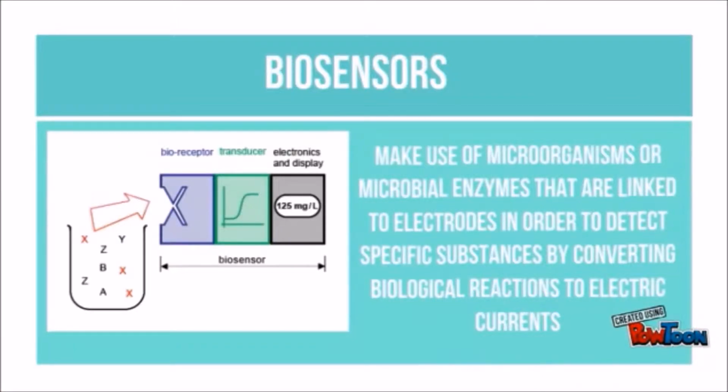Biosensor devices make use of microorganisms or microbial enzymes. They are linked to the bioreceptors on the electrode, known as a transducer, in order to detect specific substances from an analyte sample by converting the biological reactions to electric currents. The electric currents generated will undergo signalization, and from there we will generate our data.